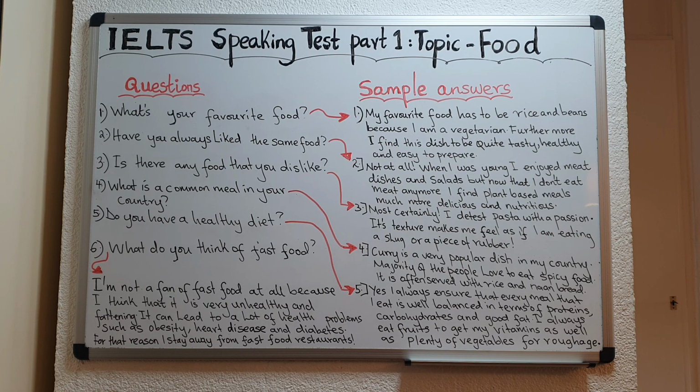Now, in that answer, you have identified what your favorite food is, and that is rice and beans, but you have also explained why, and that is because you are a vegetarian. Furthermore, you have given more reasons as to why it is your favorite food, and that is because it is quite tasty, healthy, and easy to prepare. Now, I would always recommend that for each of the questions you provide 2 to 3 reasons.